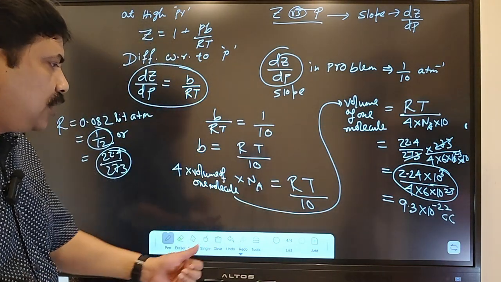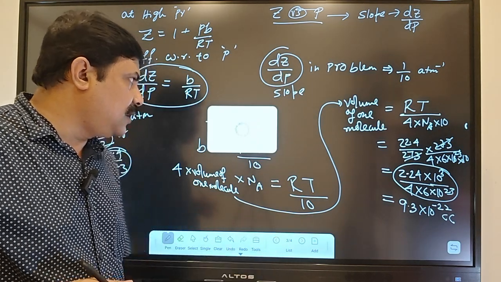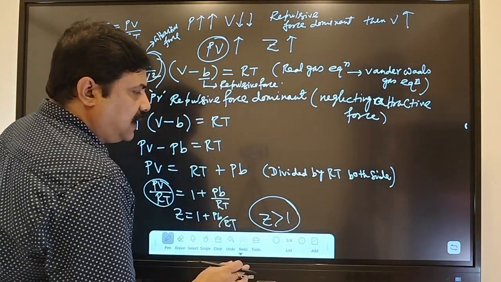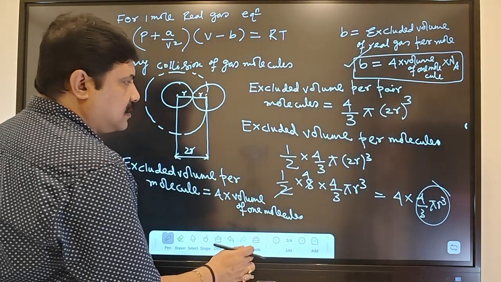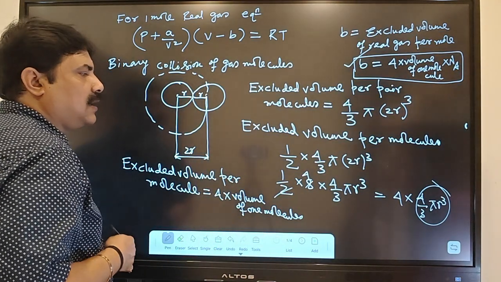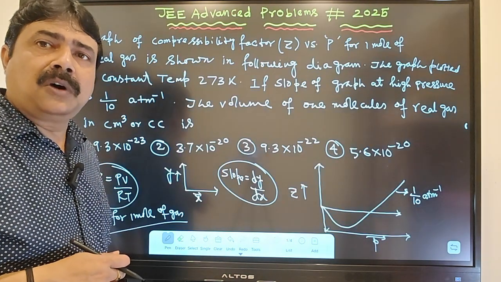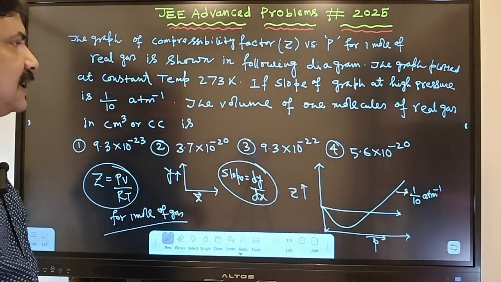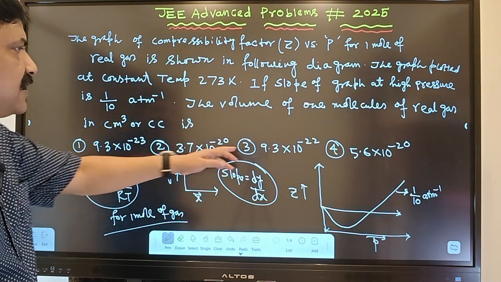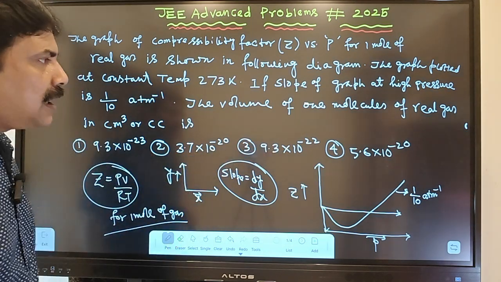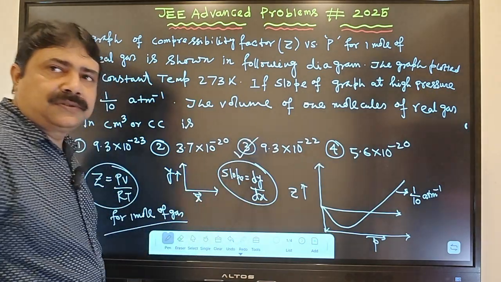And now you look at your options. In the first slide, the options were there. If you look at the options in the first slide, then we can opt for the answer. We will get our answer for the above problem, which was given in the JEE Advanced model problem. They are asking the volume of one molecule of real gas in centimeter cube or cc, which is nothing but 9.3 into 10 power of minus 22. That option is there. So which option will be your answer? The third option will be your answer.